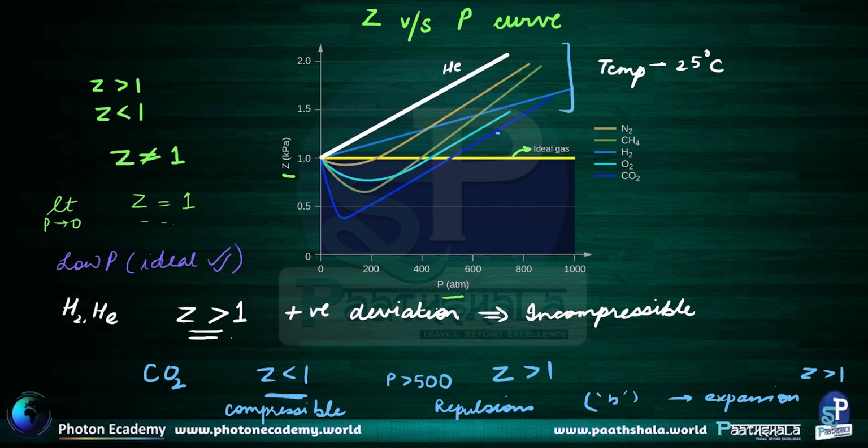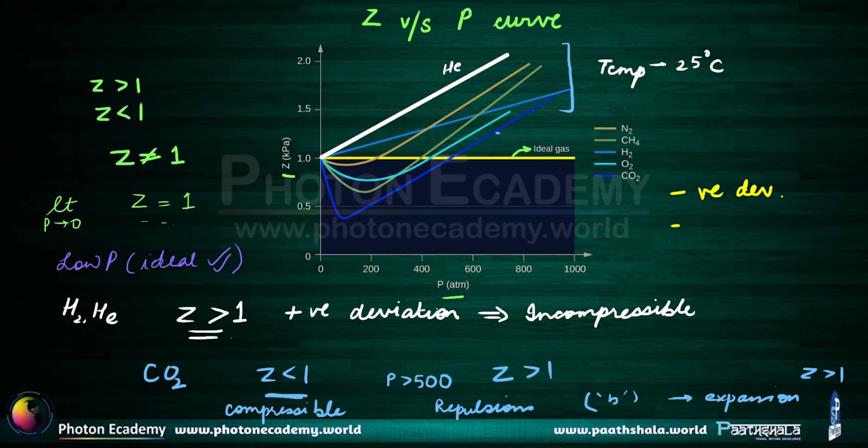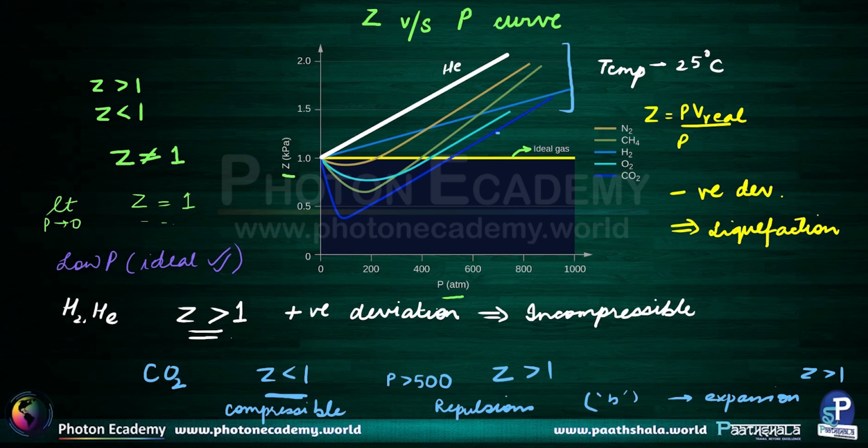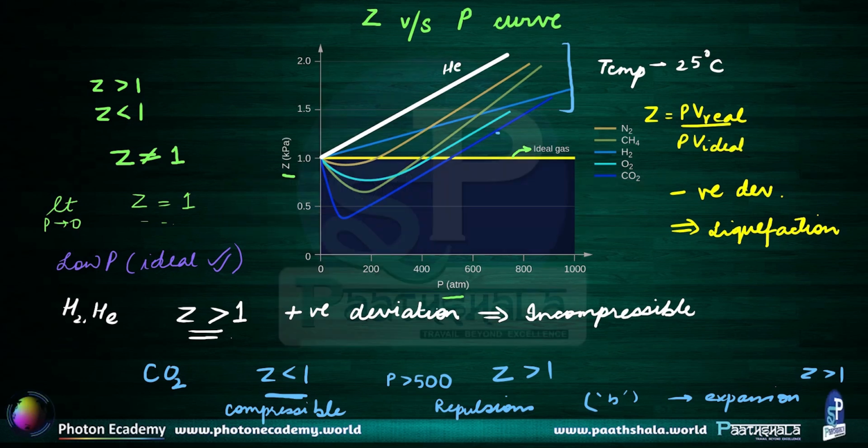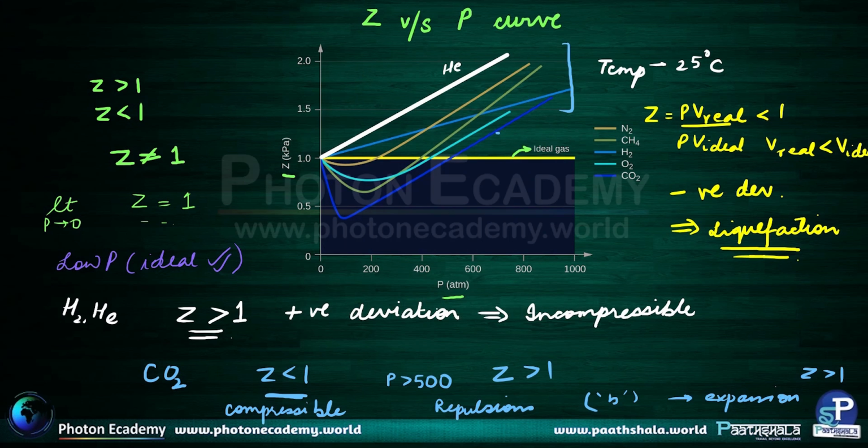From this curve, we can conclude one very important thing: negative deviation implies liquefaction. Because by definition, Z is what? PV real divided by PV ideal. So at a particular pressure, if Z is less than 1, then V real is less than V ideal, which implies that there has been compression, and compression in turn implies liquefaction, that the forces of attraction have come into play and the gas has been liquefied.